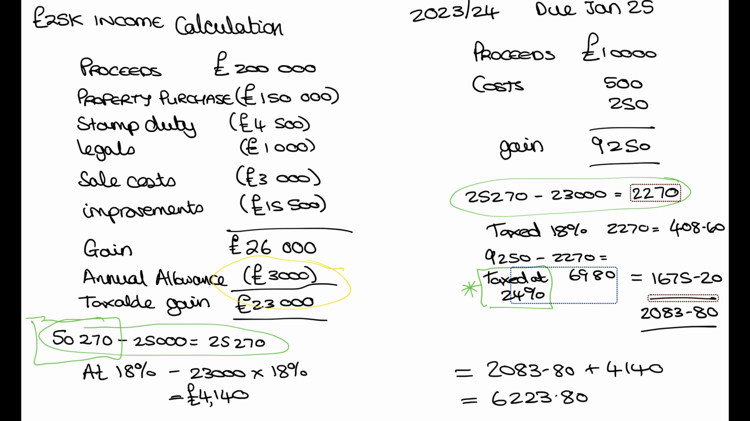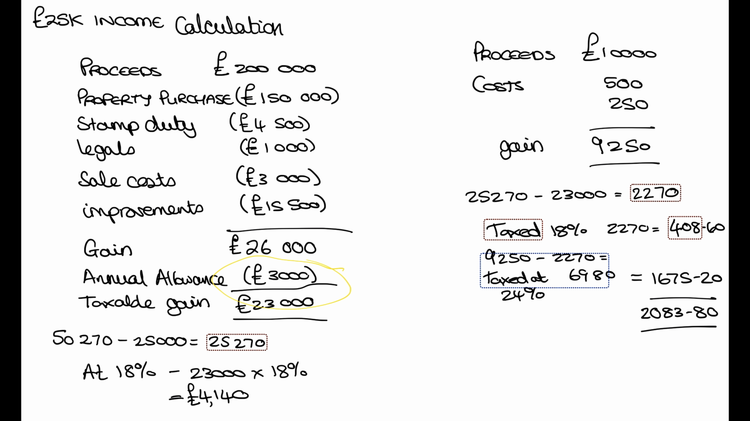So our total tax to pay on this is going to be 2,083.80. Because that's not a residential property, that is not actually going to be taxed until you complete your tax return. So if, for example, we do the 2023-24 tax year, the tax return is going to be due by January 2025, and that is when the tax for any additional capital gains is going to be due.